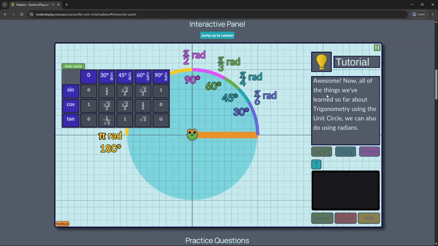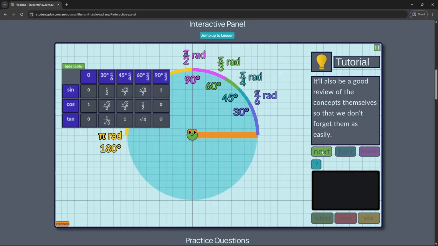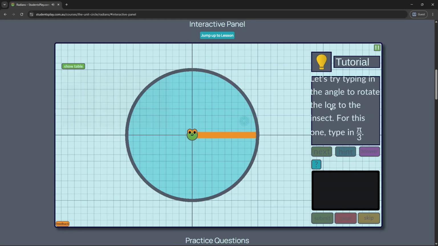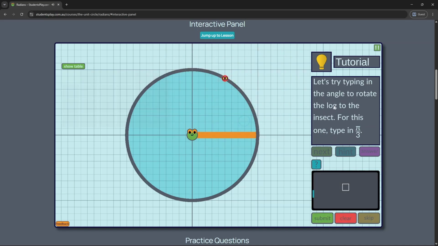Now, all of the things we've learned so far about trigonometry using the unit circle, we can also do using radians. Let's do them now so you can get used to using radians. It'll also be a good review of the concepts themselves so that we don't forget them as easily. Let's try typing in the angle to rotate the log to the insect. For this one, type in pi on 3, pi over 3.